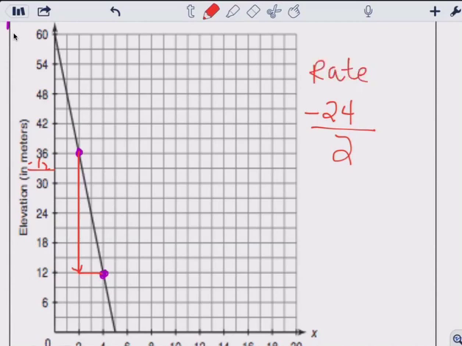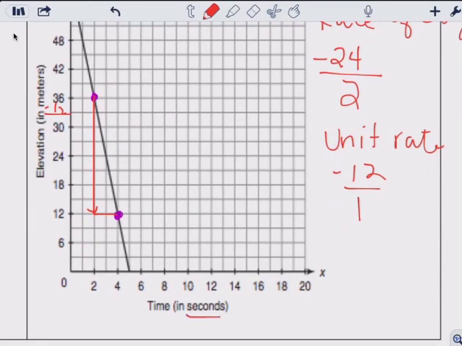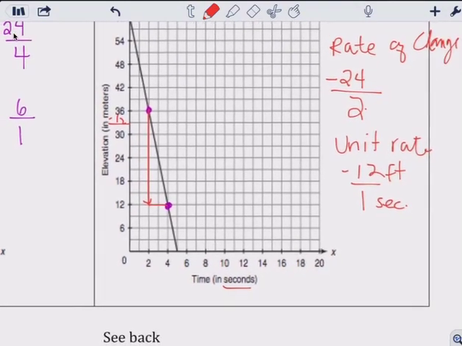Okay, your unit rate is what? Negative 12 over 1. That means you go down 12 feet in every second. Down 12 feet in every second. Therefore, you go down 24 feet in every 2 seconds.